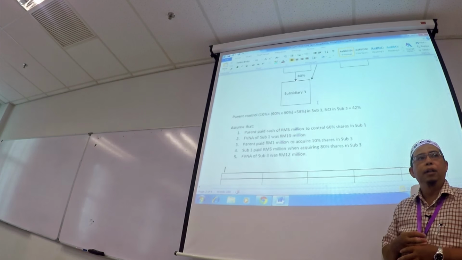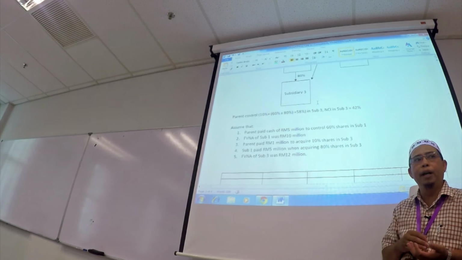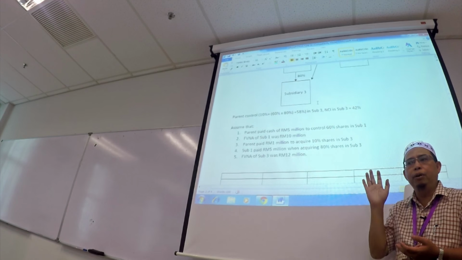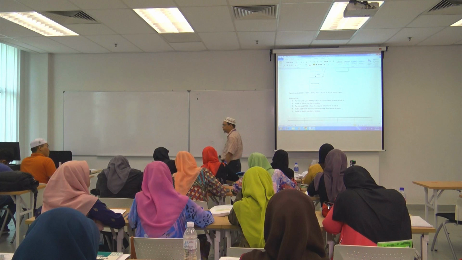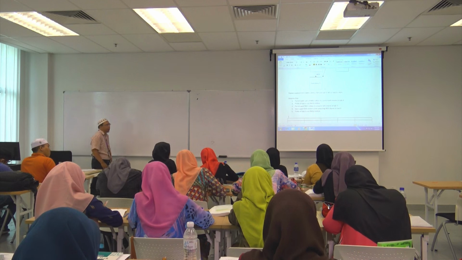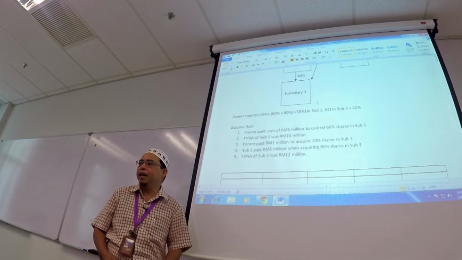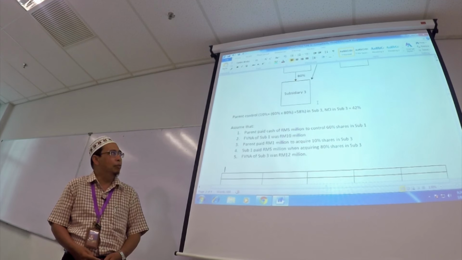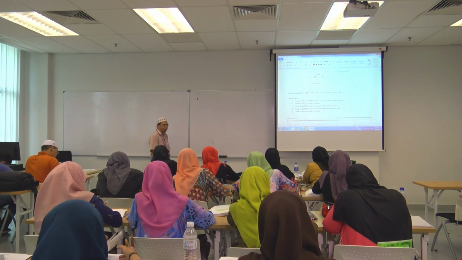So now, of course, you need to calculate goodwill on acquisition of subsidiary 1 and subsidiary 3. So I want you to do it now. Prepare your schedule for subsidiary 1. Subsidiary 1, parent paid 5 million to control that 60% shares in subsidiary 1, and the fair value of net asset of subsidiary 1 was 10 million. So if that's the case, okay, establish the goodwill or bargain purchase on acquisition of subsidiary 1.